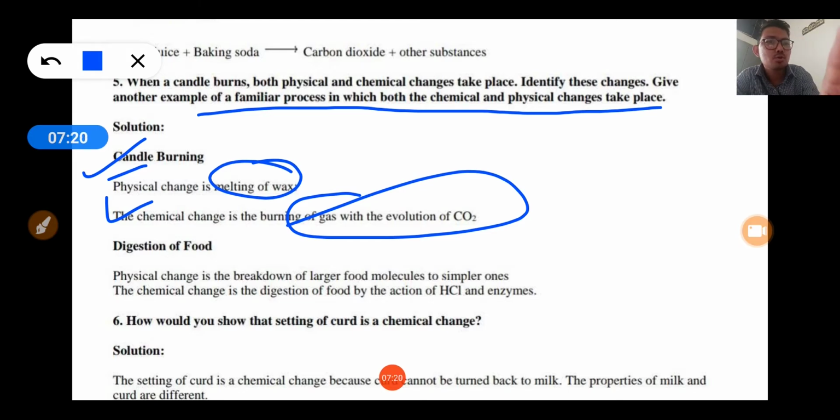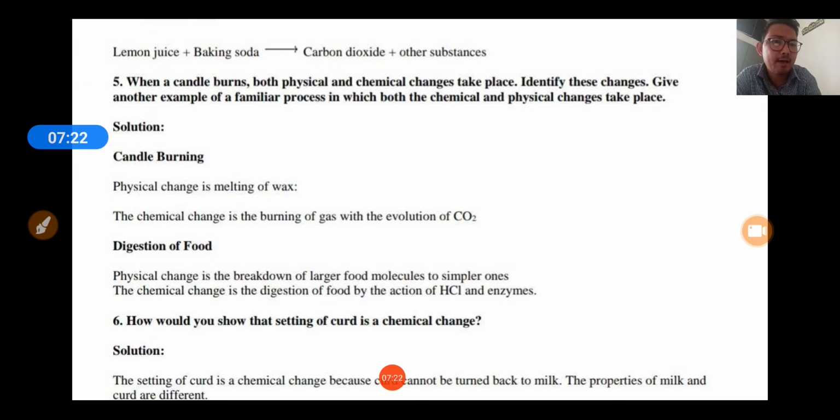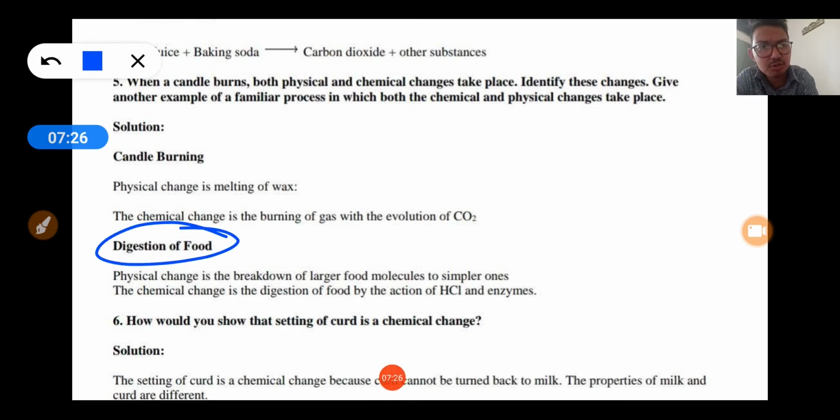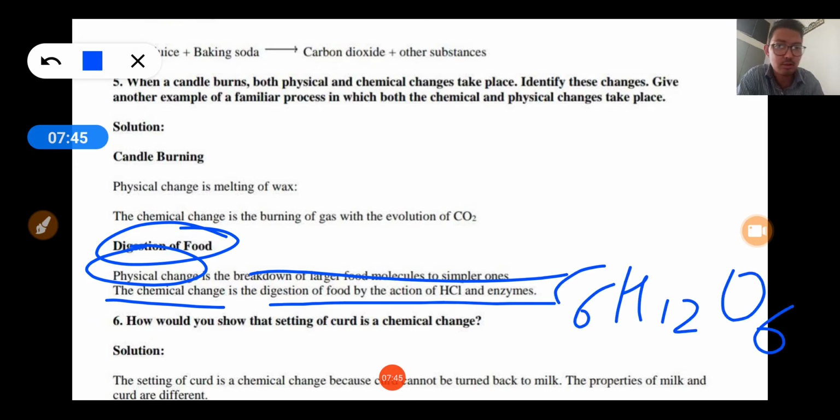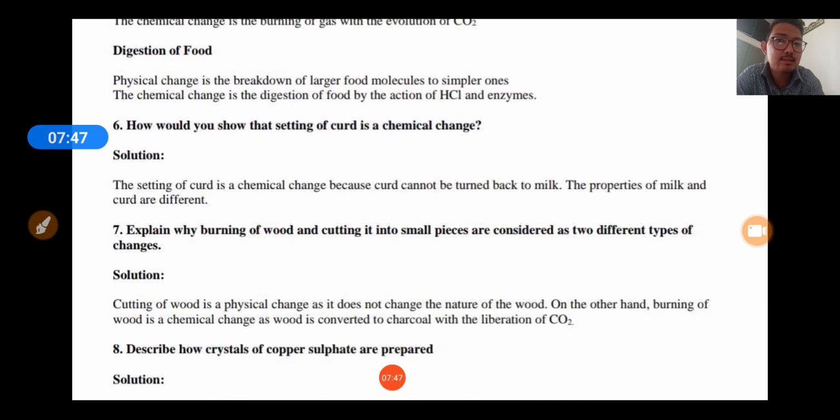Okay, so another example we have to take in which both the processes take place. An example is digestion of food, because the physical change involved in digestion is breakdown of larger food particles into simpler ones, and the chemical change is digestion of food by the action of HCl and enzymes, leading to formation of glucose. The formula of glucose is C6H12O6.